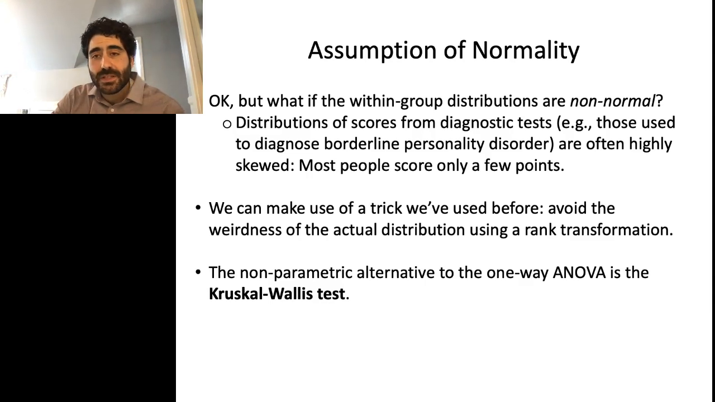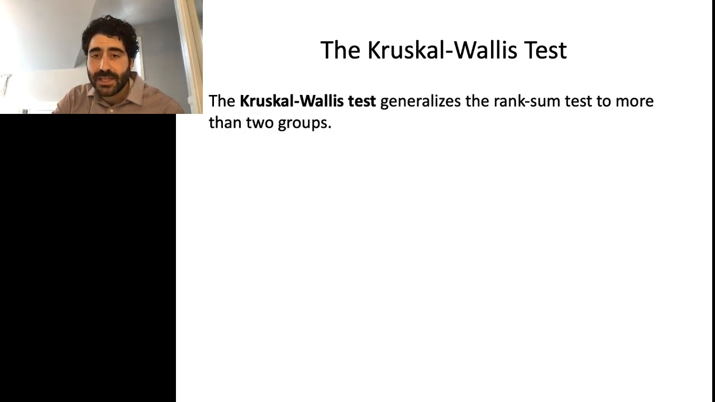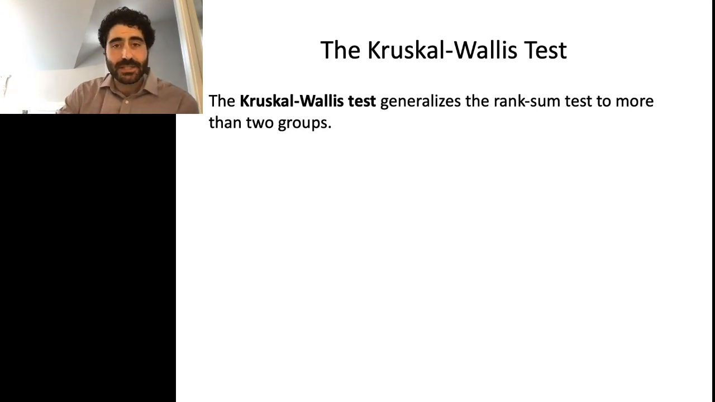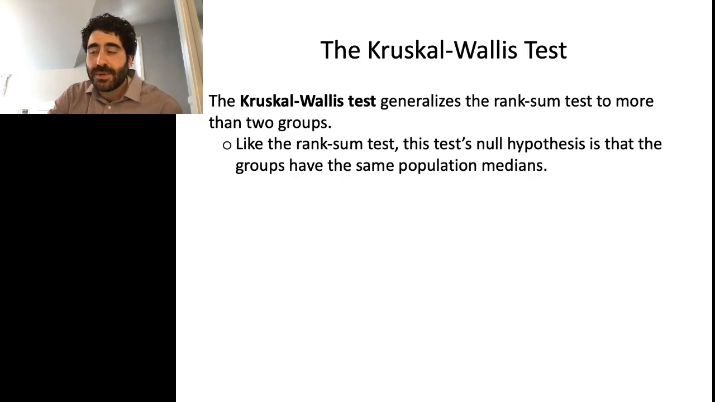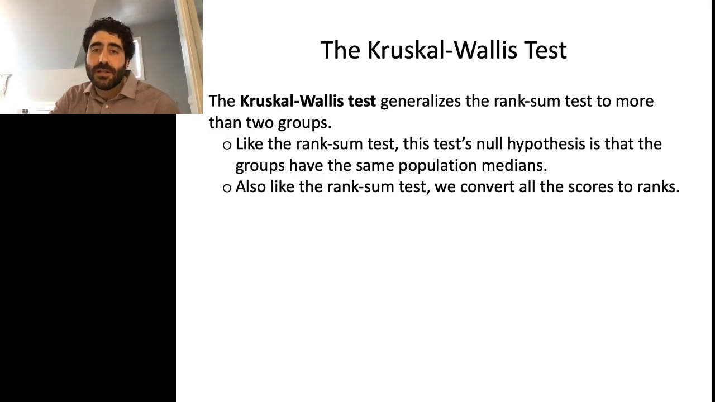And the steps of this we're going to go through in a second, right? The idea is that this is like the rank sum test that we talked about, but now we can have more than two groups. It's testing this null hypothesis that the groups have the same population medians. And so again, the exact shape of the distribution doesn't matter so much for the medians. And it's going to involve converting all of our scale measurements into just ranks. And we're going to throw away the original data and just keep these ranks.